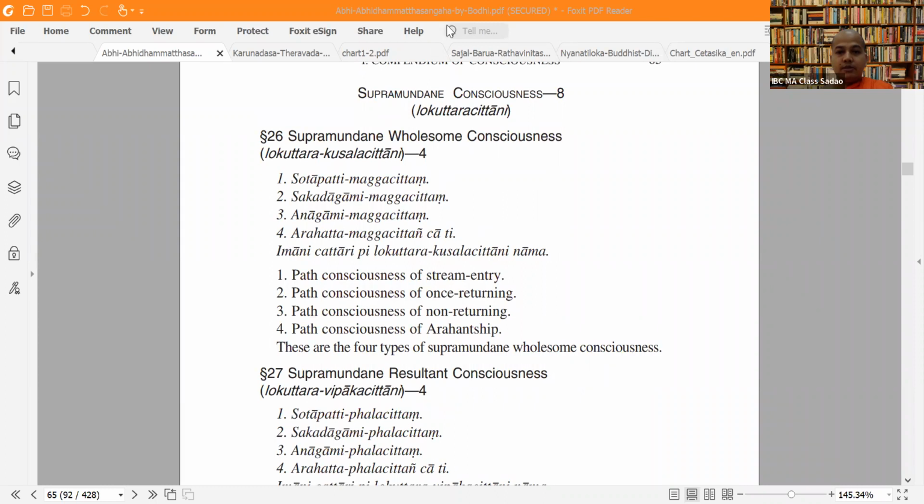When one enters Sotapatti, he gets Magga Chitta. Therefore, what is Phala Chitta? Is it the same Chitta? Magga Chitta and Phala Chitta are different. Therefore, they are called differently, right? So, when you are in the Magga, I think there are some descriptions later on, we will come to that description with regard to how many moments you remain in the Magga Chitta and how many moments in the Phala Chitta.